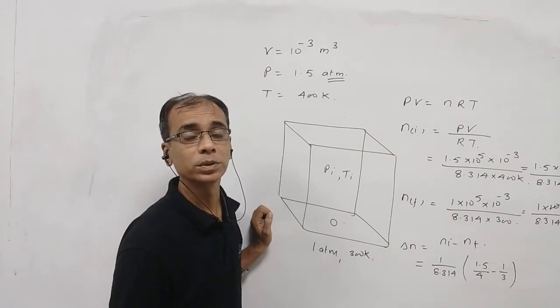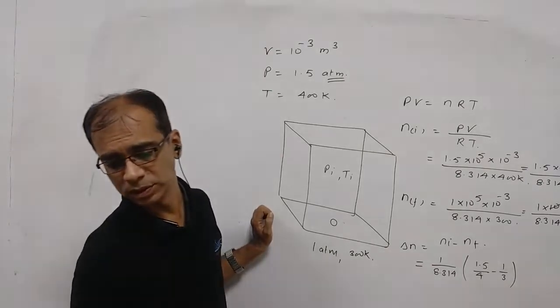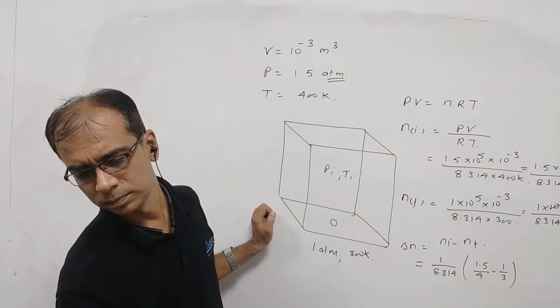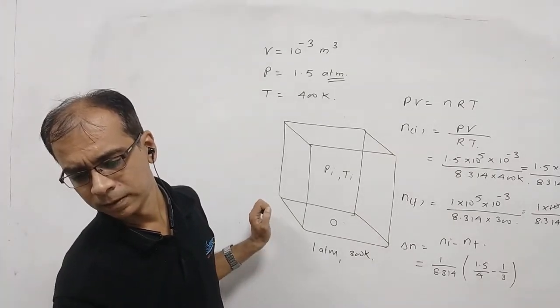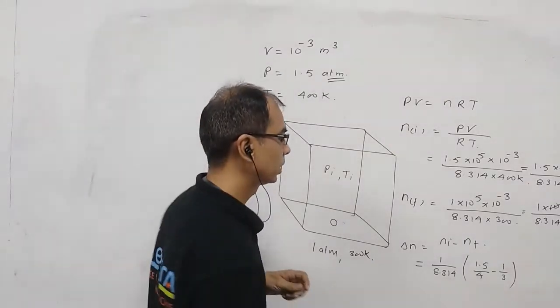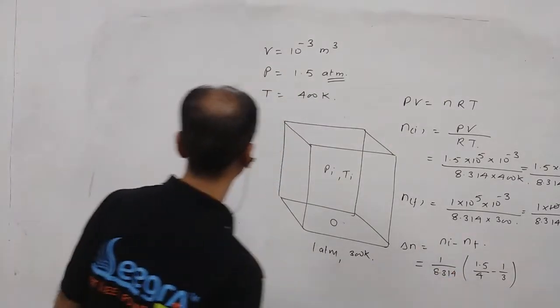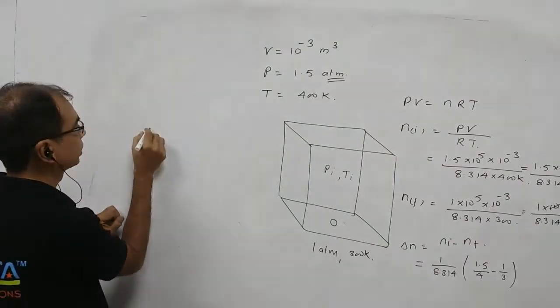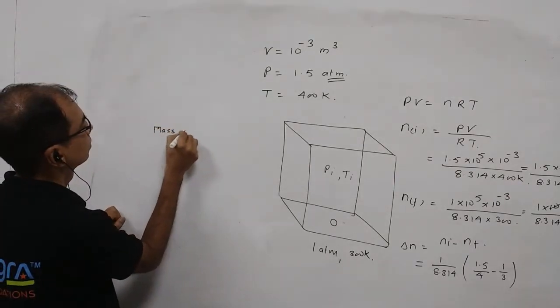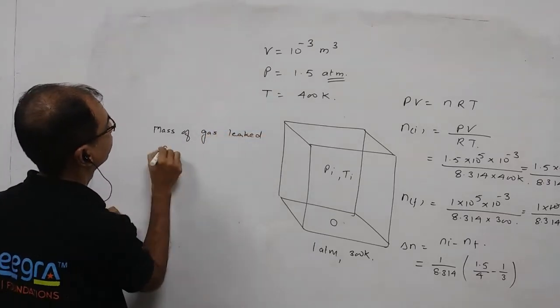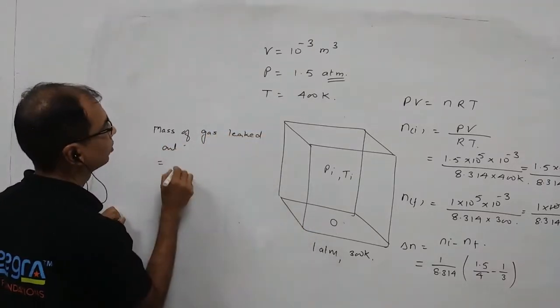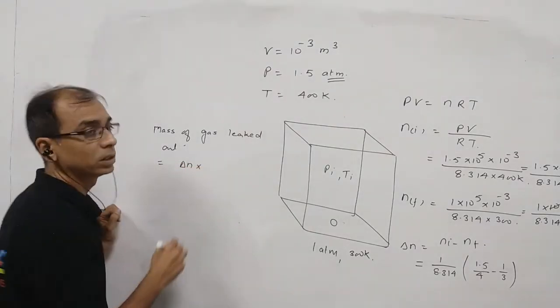But what was the question asking? Mass, I think. What was the question? Find the mass of the gas that leaks out. So this is the number of moles gone outside. So the mass of the gas which leaks out will be the number of moles which went out into the molecular mass.